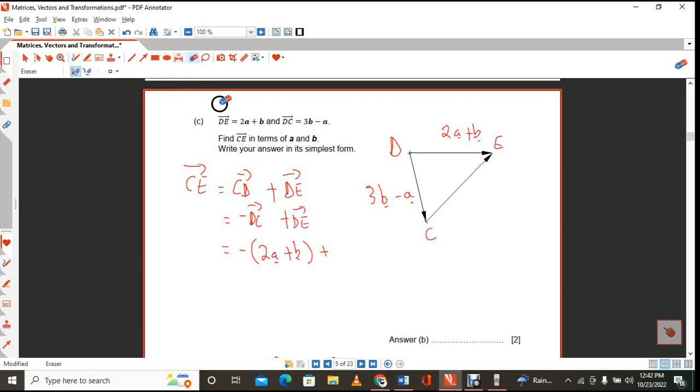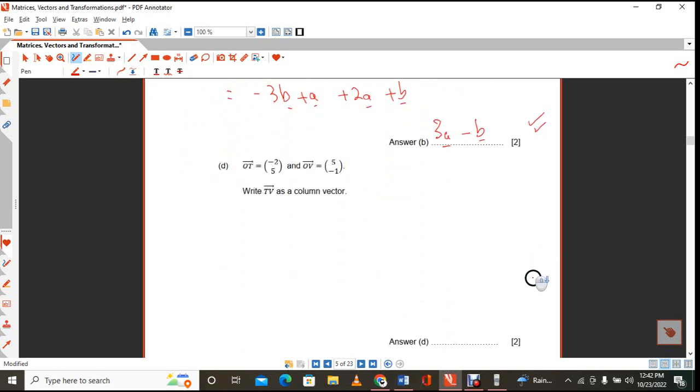Okay, so a little bit of an error there. So D to C, remember, it's 3B minus A, and DE is nothing but 2A plus B. Alright, so it's just a matter now of removing the brackets. Here is minus 3B plus A plus 2A plus B. Of course, you're going to have 3A if you add minus B, and that is the answer.